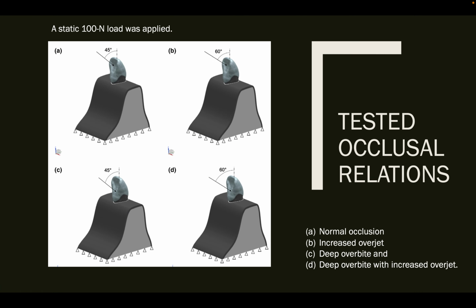The tested occlusal relationships were either A, normal occlusion, B, increased overjet, C, deep overbite, and as shown in D, both deep overbite with increased overjet. All tested occlusal schemes had a static load of 100 Newton applied at a degree of either 45 degrees in normal occlusion or 60 degrees in the deep bite and increased overjet cases.